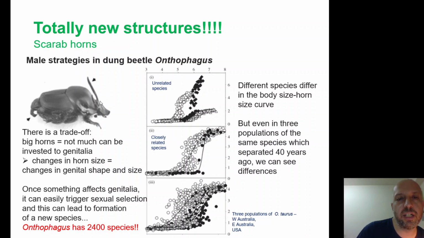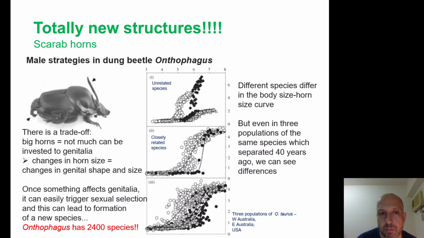So if the male switches from the small one to the big one at some size of the larva, then it also affects the genital morphology. And you already know because of all the sexual selection thing that once the genital morphology is affected, it can affect all the sexual selection things, and it can also affect formation of new species. It can cause the formation of new species, right?